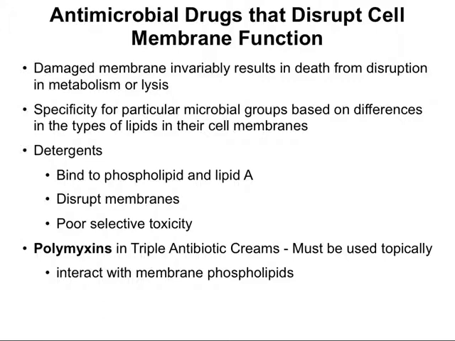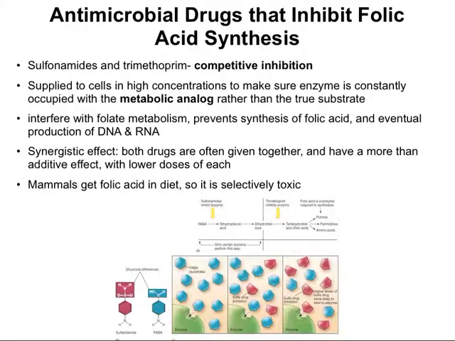Polymyxins are found in triple antibiotic creams. Of course, these have to be applied topically. Again, they interact with the membrane phospholipids. Finally, we'll take a look at a group of antimicrobial drugs that inhibit folic acid synthesis. These are the sulfonamides, or sulfa-based drugs.